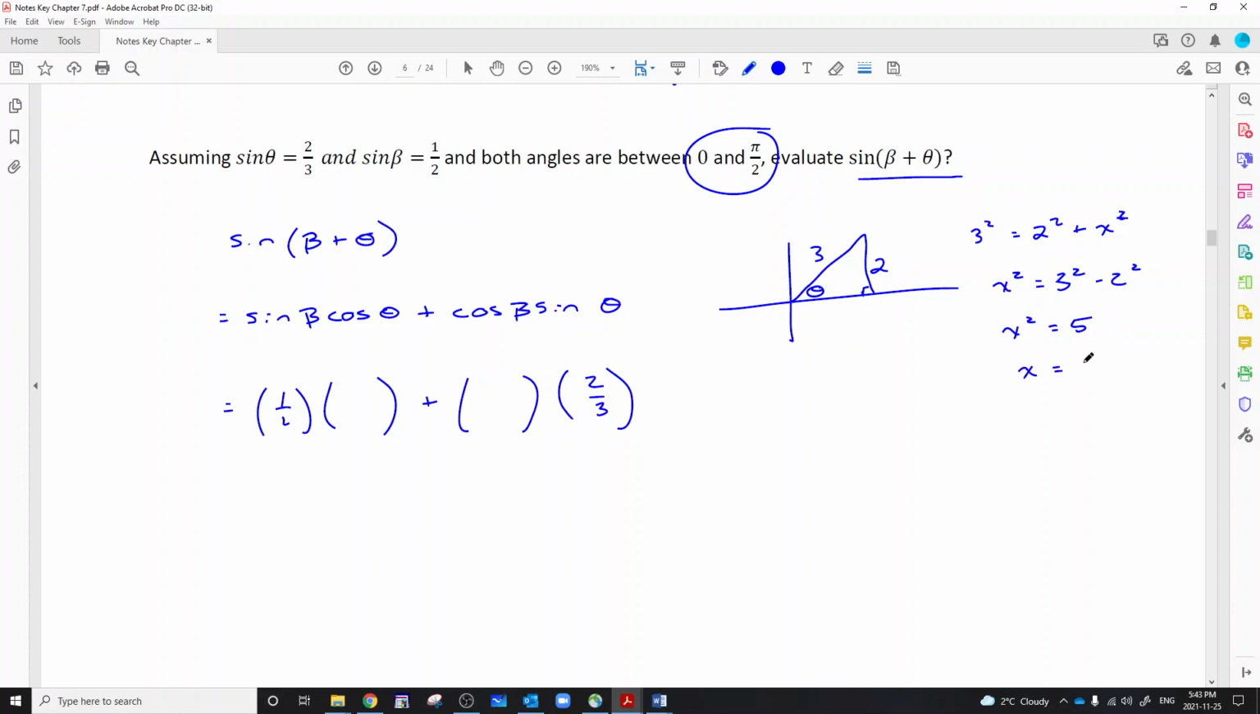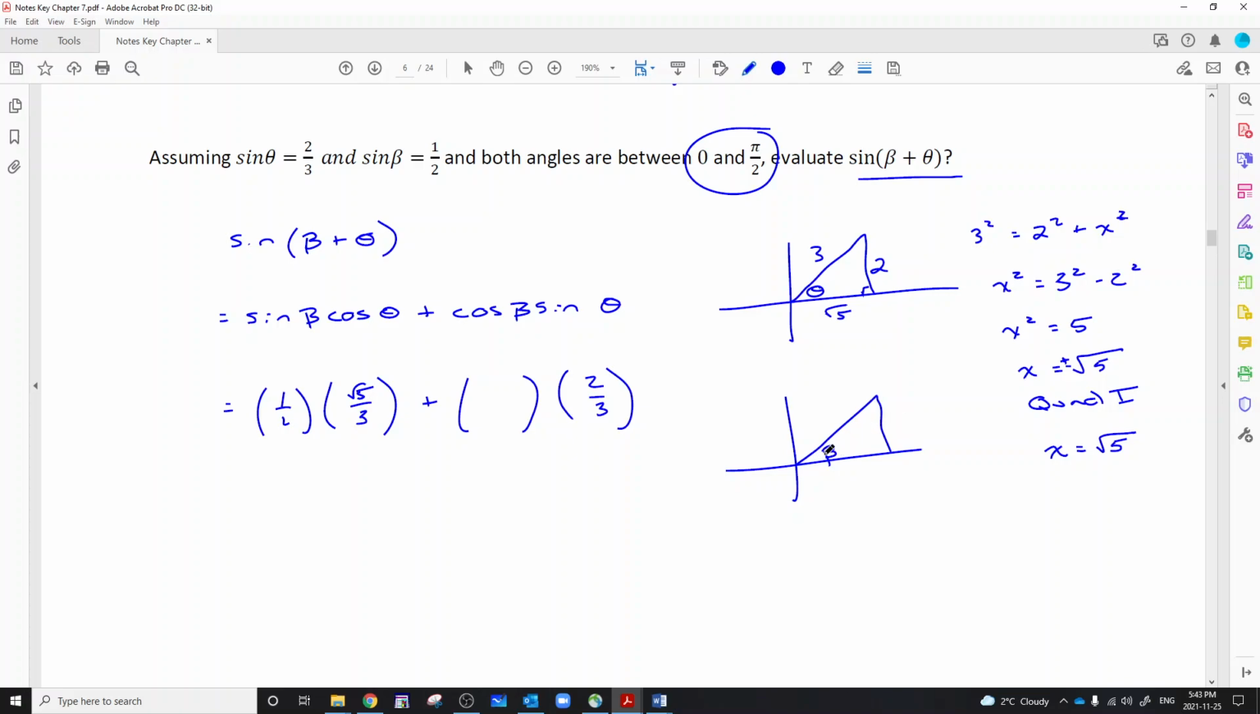And then x would equal, when we take a square root to get an answer, technically there's 2 possibilities, plus or minus. Because it's in quadrant 1, I know that it's the positive root 5. So in here, I'm going to go positive root 5. So now I know for theta, the cos of theta is adjacent over hypotenuse. So it's going to be root 5 over 3. All right, we just have to do the same thing for beta. Okay, it'd be a good idea to pause the video now and see if you can give this a go.